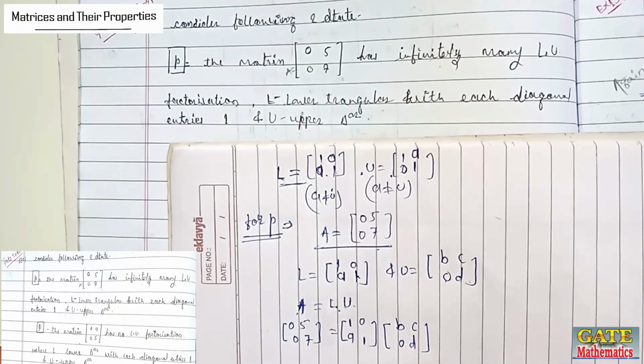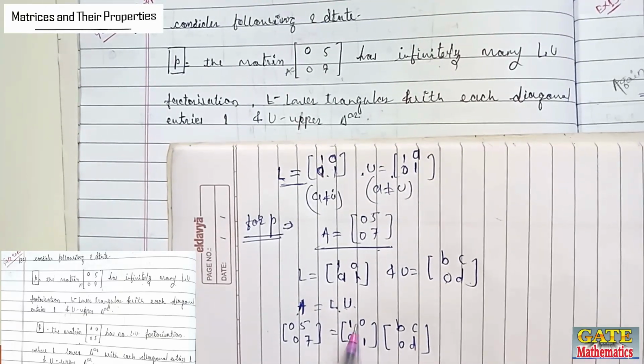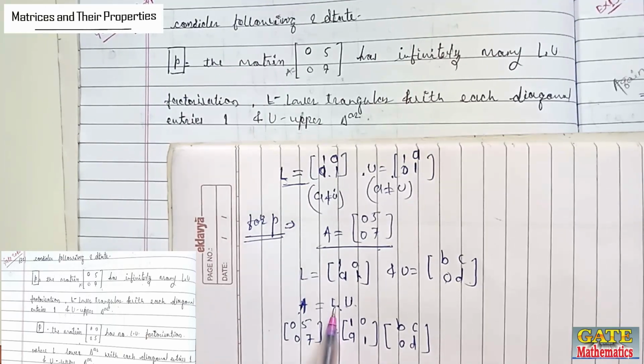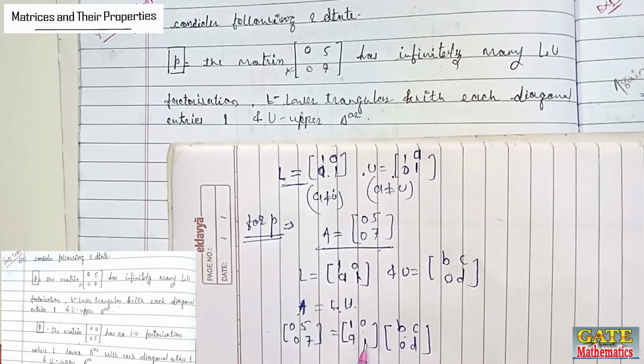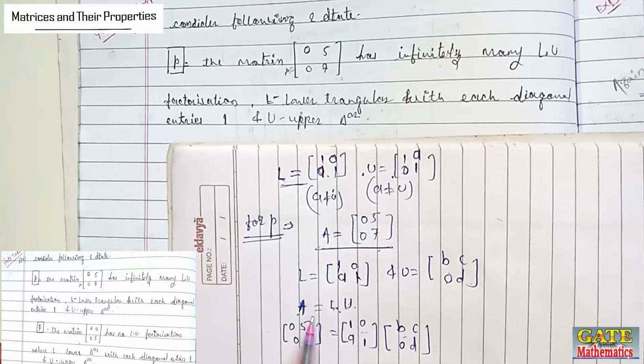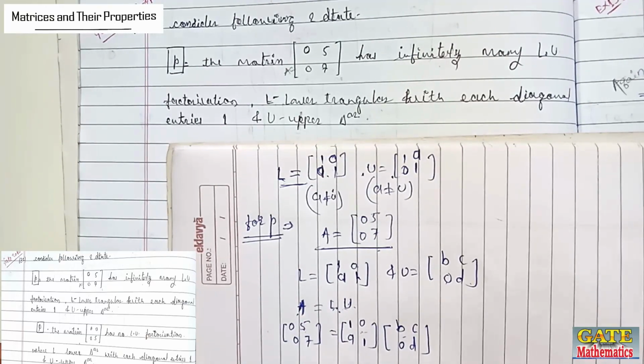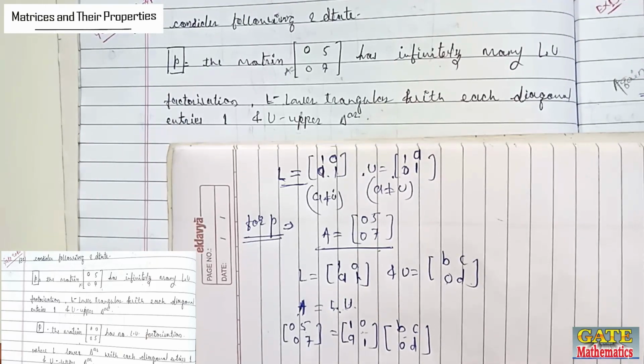You may take any matrix, okay? It needs to satisfy the LU property, lower decomposition, upper decomposition. This property needs to be satisfied, okay? Now here we can see A is equal to LU. Now we have to check whether this A, which is equal to LU, has infinitely many LU decompositions or finitely many LU decompositions, okay, or factorizations.